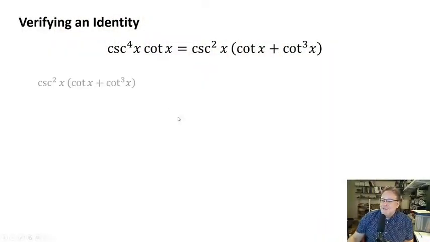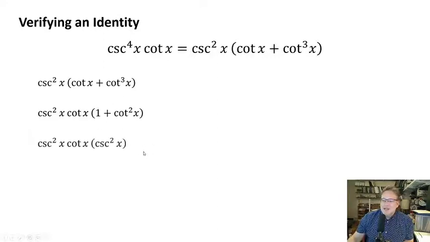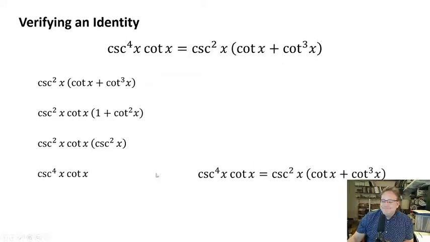If I start with the stuff that's on the right, and look what I'm doing here. I'm factoring out a cotangent x, leaving behind this 1 plus cotangent squared x. 1 plus cotangent squared x is just cosecant squared x. That's one of our Pythagorean identities there. And this can combine with this so that we have cosecant not squared, but cosecant to the fourth x times cotangent x. That proves our identity.